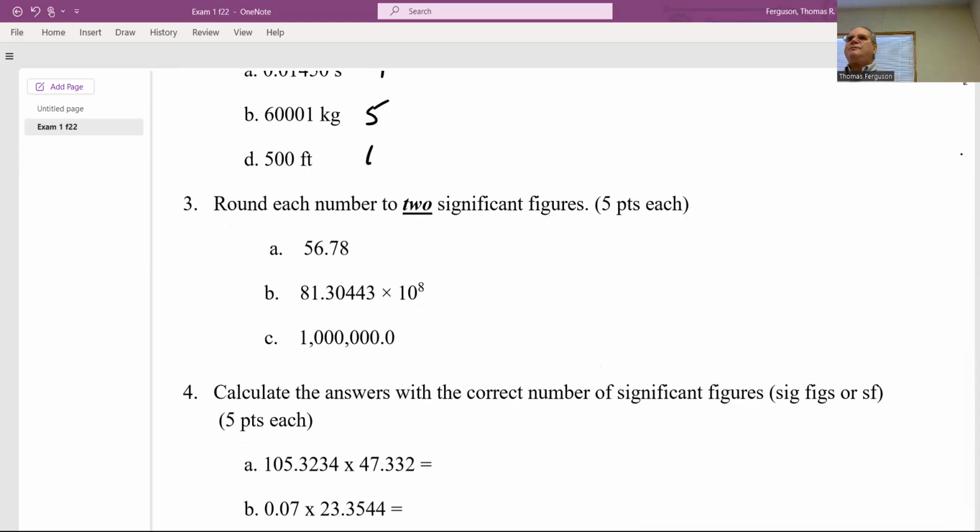Round to 2 sig figs. That means we go to the third place, and that determines what the second place is. Okay, the third place makes that a 7. Third place, that keeps that as a 1.